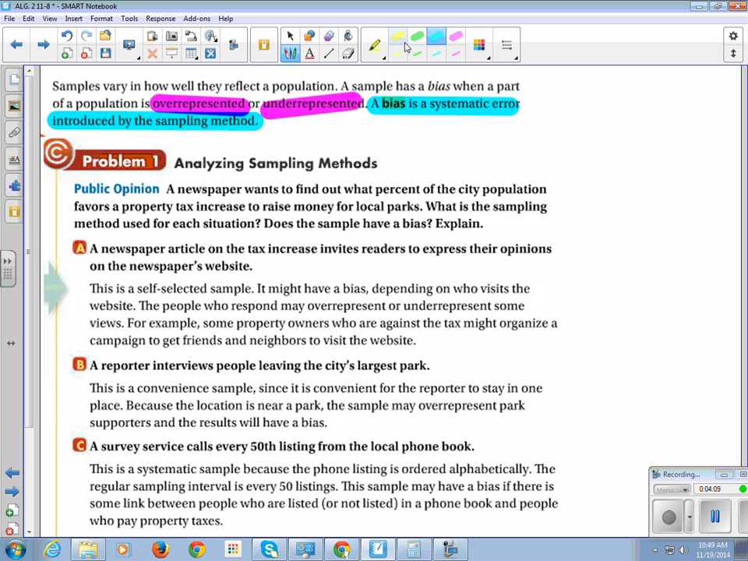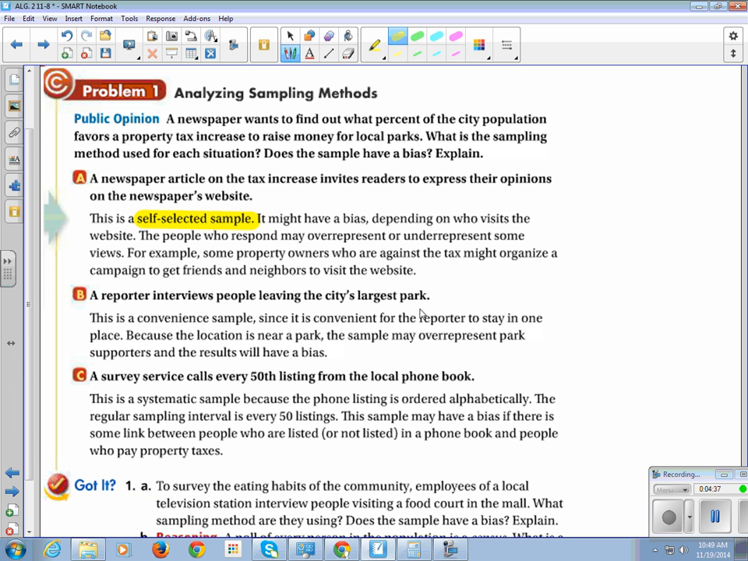This is a self-selected sample. It might have a bias depending on who visits the website. The people who respond may overrepresent or underrepresent some views. For example, some property owners who are against the tax might organize a campaign to get friends and neighbors to visit the website. We've all been a part of that where, oh, vote for our school for Game of the Week. So go on and vote. Well, that's a self-selected survey.